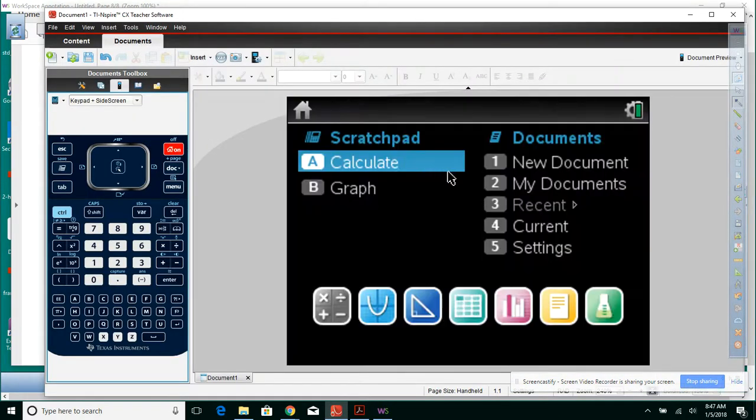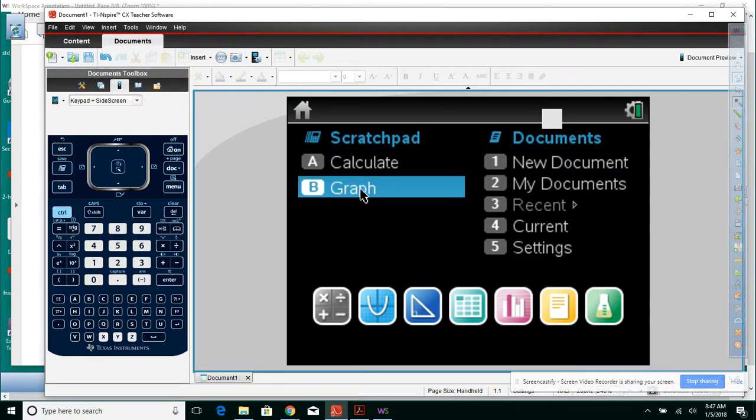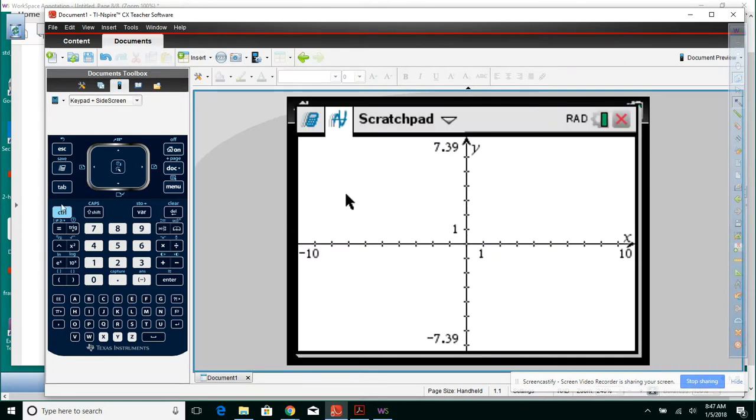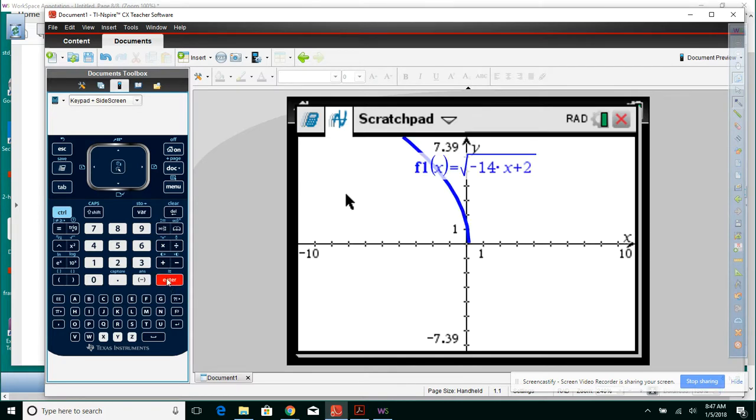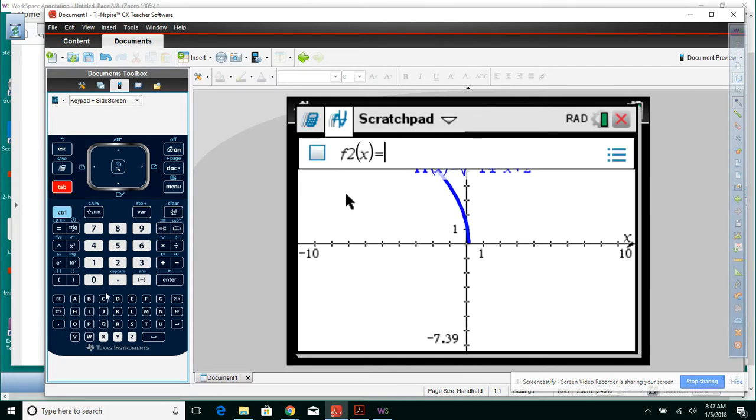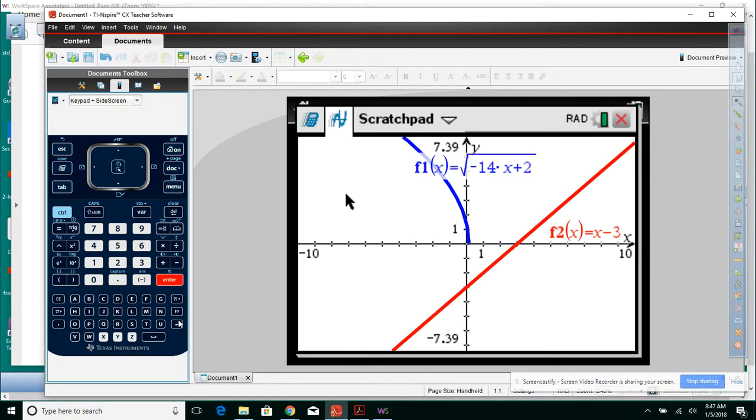Let's try graphing it. Press tab, and we get the square root of negative 14x plus 2. Enter, and it looks like that. Then press tab, and you get x minus 3. They don't cross, do they? They don't cross at all. That's why there's no solution.